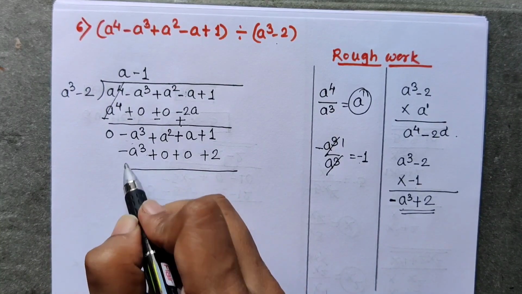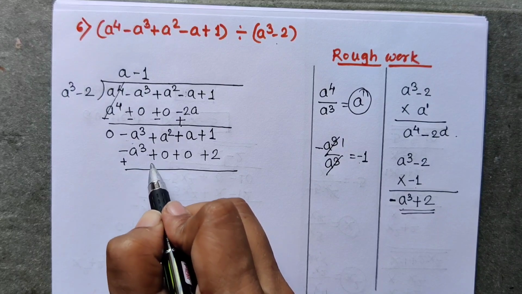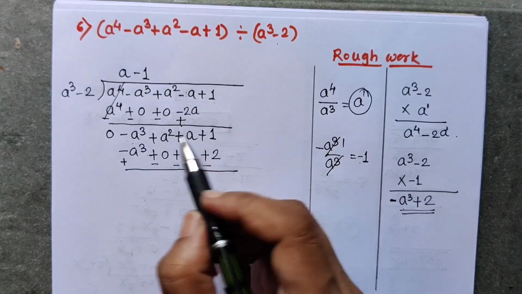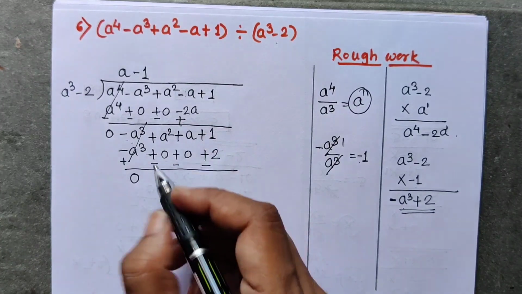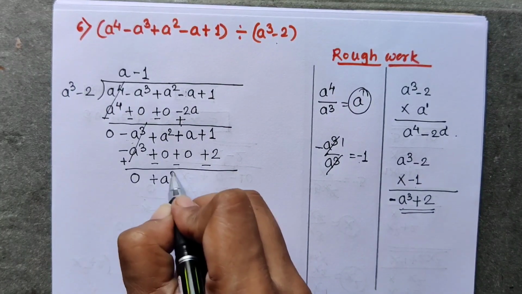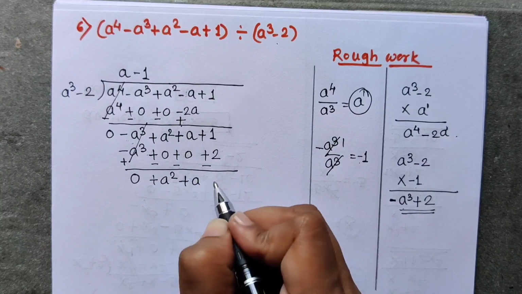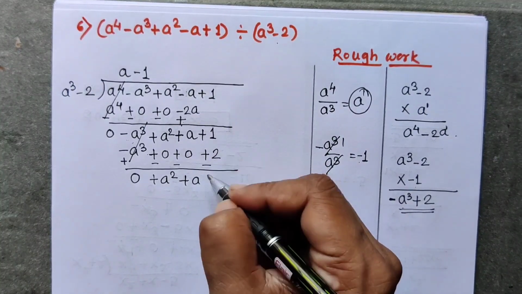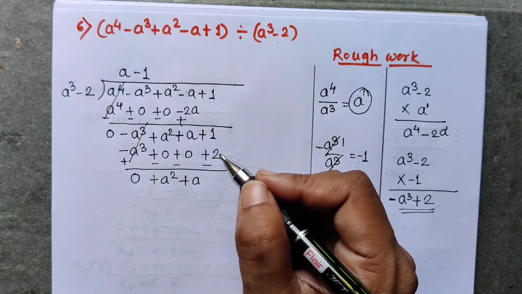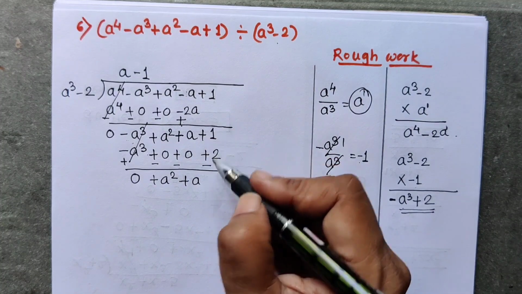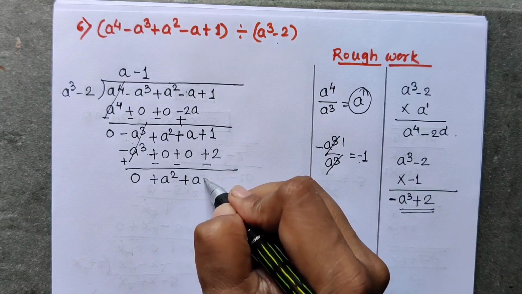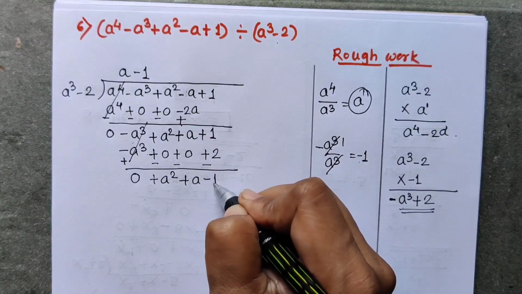Now change the sign. Minus a cube will become plus a cube. Minus minus minus. So plus a cube minus a cube is 0. What is remaining? Plus a square plus a, 1 minus 2. Plus 1 minus 2, plus minus minus, and the sign of the bigger number, minus 2 minus 1 is minus 1.